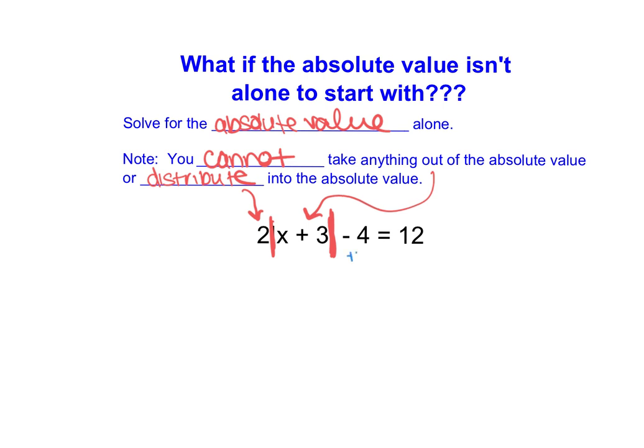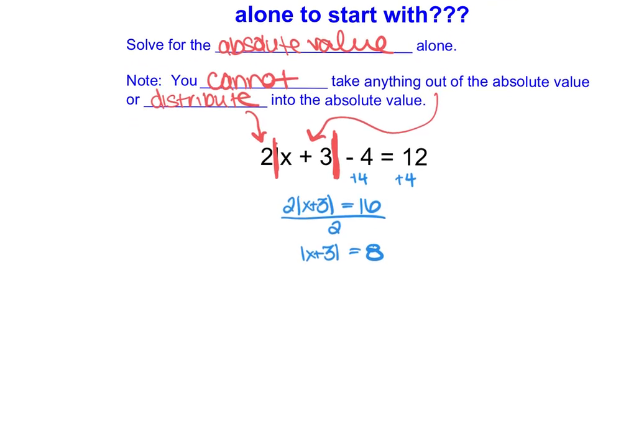So we're going to start by adding 4 to each side. So we have 2, absolute value of x plus 3 is equal to 16. We then divide each side by 2, and we have x plus 3 is equal to 8. Now at this point, this is a regular absolute value that we need to solve. So all we have to do is think about what this inside needs to equal so that the distance from 0 is 8. And that's where we're going to use 8 and negative 8.